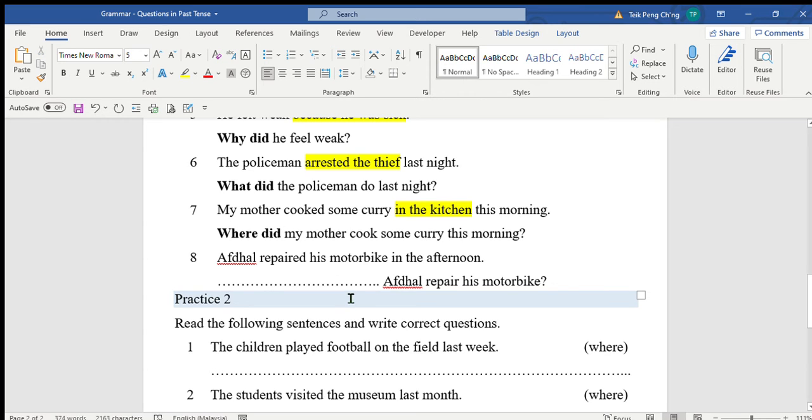The last one. Afdal repaired his motorbike in the afternoon. And I read the question. Afdal repaired his motorbike. So what is missing here? In the afternoon. So it's about time. We have to use when did. When did Afdal repair his motorbike?